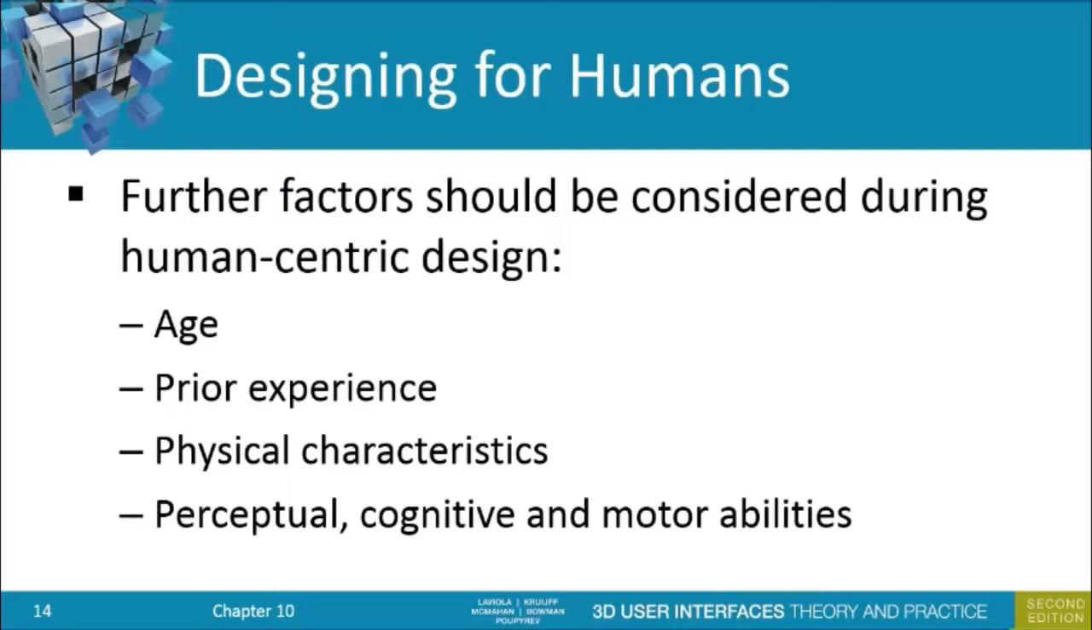Next are further factors that should be considered during human-centric design. First, age. For example, children and adults have different criteria and different characteristics. Children are smaller and have a shorter attention span. As for adults, they need bigger text to be clearer and more visible, and they have slower movements. So the system should adapt to these various ages.